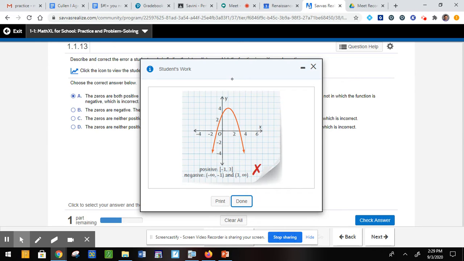The problem is it's including -1 and 3, whereas it shouldn't. It needs to have parentheses around the positive interval, not brackets. The reason for that is it's not included.